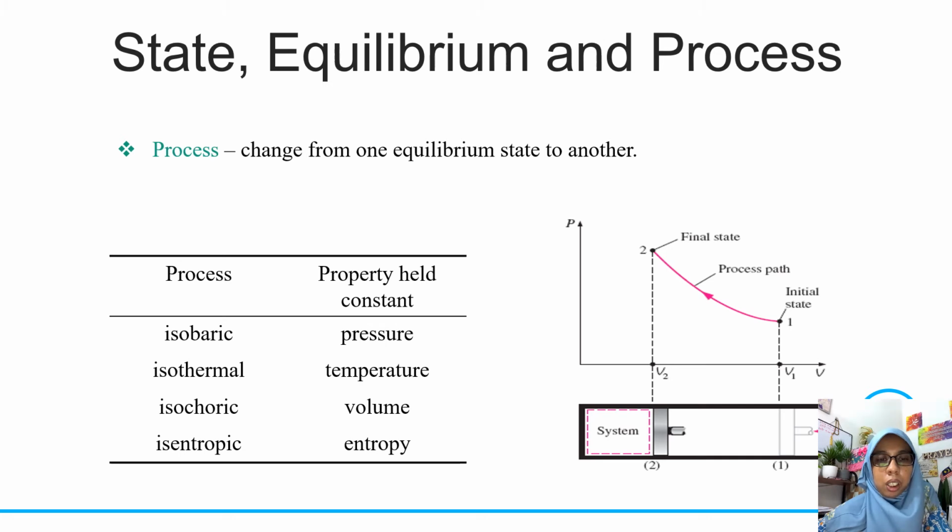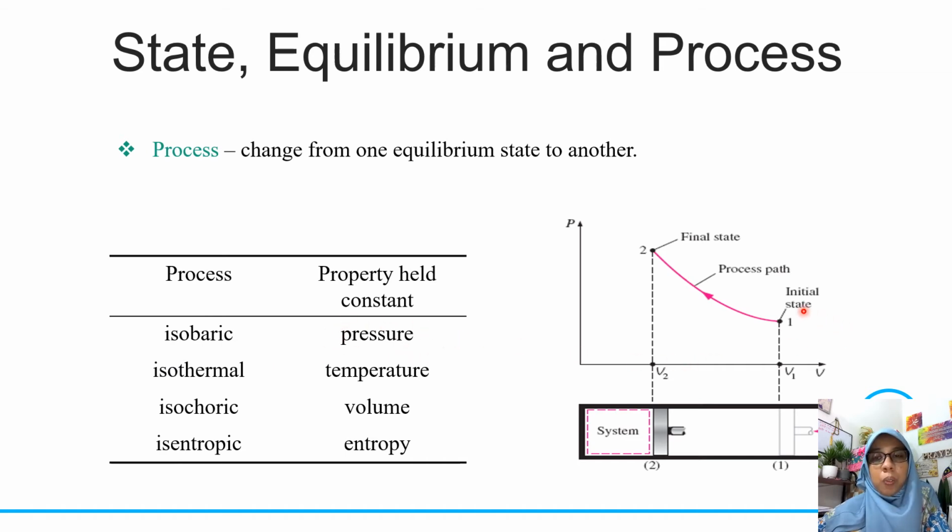Okay, next is a process. So process is a change from one equilibrium state to another. So daripada initial state dia berubah menjadi final state. So there is a process yang berlaku. So proses ni terbahagi kepada 4 proses dalam thermodynamic. Yang pertama adalah isobaric, isothermal, isochoric and isentropic. So each process have a property which is held constant. For example, at the isobaric process, the pressure will be constant.